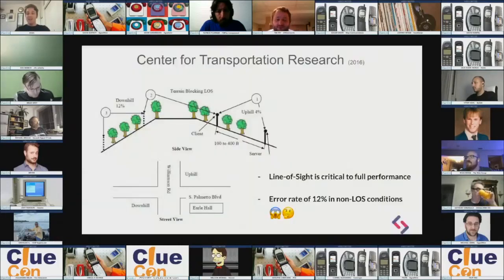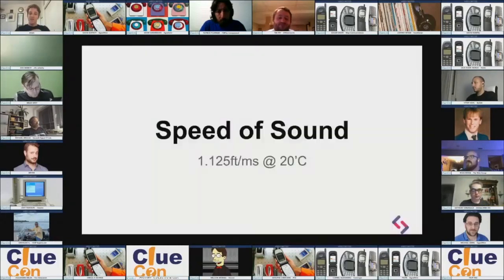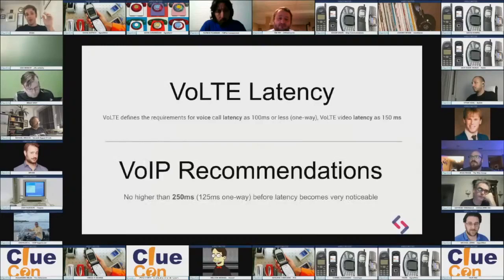Well, the thing is, at 1.125 feet per millisecond, really the maximum latency from the VoLTE latency on wireless, they call for 100 milliseconds or less one way, and video 150 milliseconds or less one way. Or VoIP, really, I think is the generic one we all look at, is about 250 milliseconds round trip, before latency becomes so noticeable that it impacts conversations. So you want substantially lower than that. That's the absolute maximum. And that maximum equivalently is about 1 Arc de Triomphe.